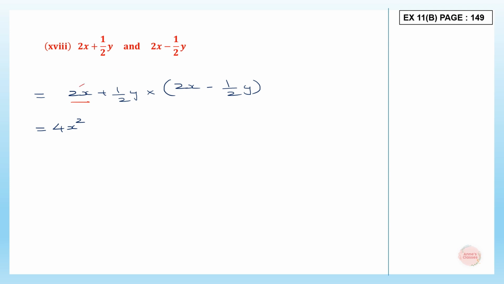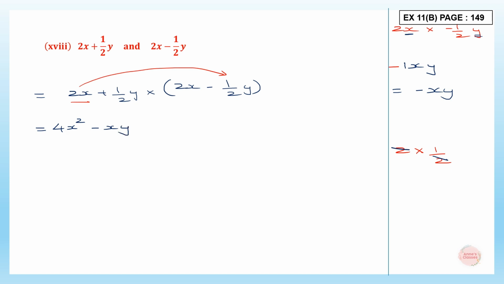Now we're going to multiply 2x into this minus 1 by 2y. Let's do that here. 2x into minus 1 by 2y. The sign plus into minus is minus. Now we have to multiply 2 into 1 by 2. Here we can cancel the 2, so what we have is only 1. So this is minus 1. And then what is left is an x, so we'll write x as it is, and a y, so we'll write it as it is. So this is minus 1xy or minus xy. So we finished with 2x now.